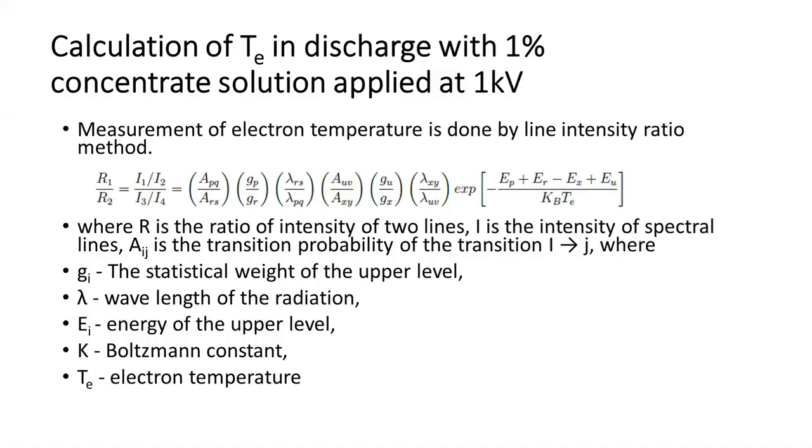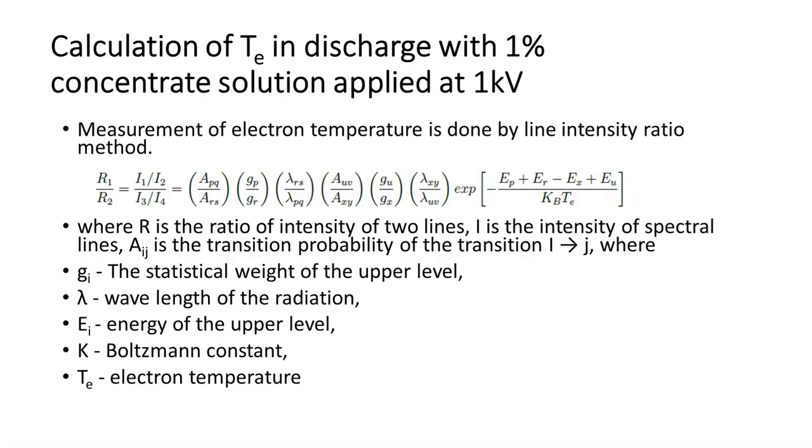Here, the calculation of electron temperature is done for the discharge with 1% concentrated solution applied at 1 kilovolt, and the calculations of electron temperature for all the different concentrated solutions applied at different voltages have been done. The measurement of electron temperature is done by the line intensity ratio method, where R is the ratio of intensity of two lines, I is the intensity of spectral lines, Aij is the transition probability of the transition i to j, Gi is the statistical weight of the upper level, lambda is the wavelength of radiation, Ei is the energy of the upper level, k is the Boltzmann constant, and Te is the electron temperature.